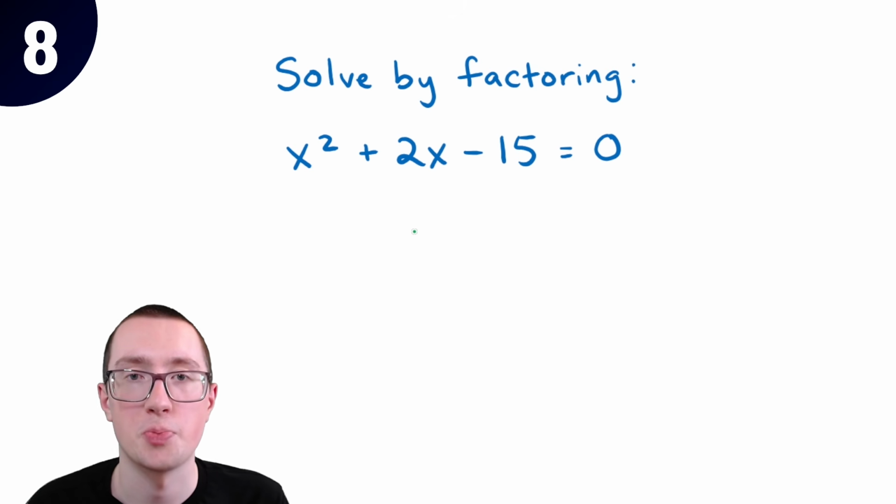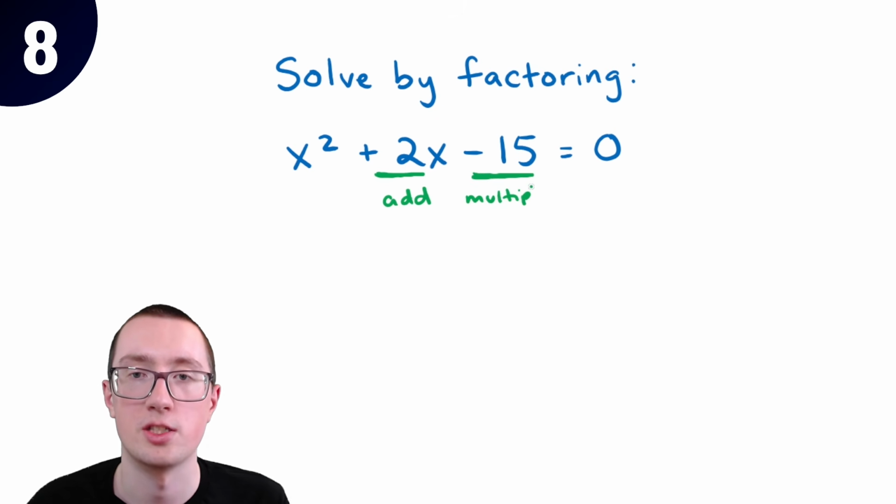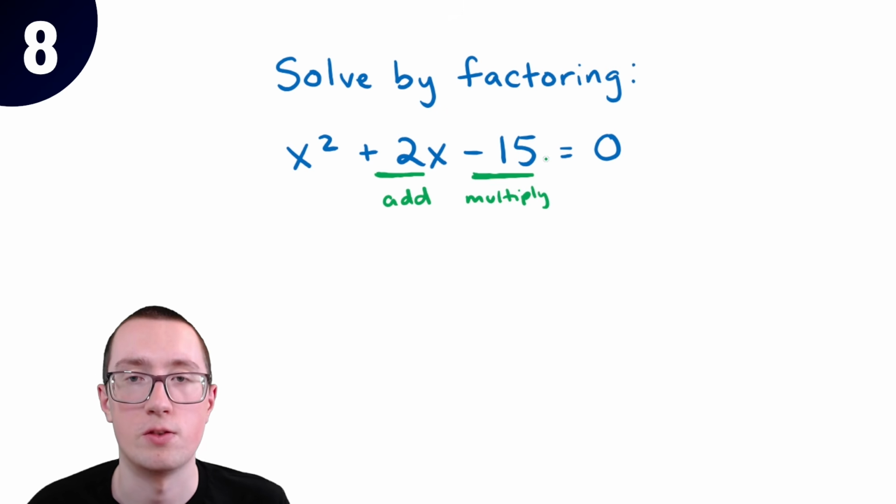And the way we do that is by finding two numbers that add up to the number in front of x. So they need to add to this, and they need to multiply to the number that's by itself. In this case, that's minus 15. The signs are always included in these numbers. So positive 2 and minus 15. So the way I like to find these numbers is I just list out numbers that multiply to negative 15. And then I see, do these add to 2?